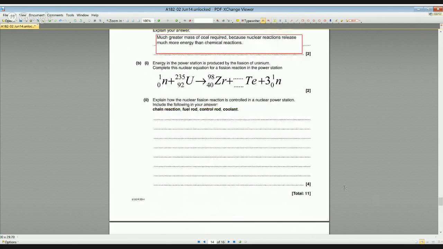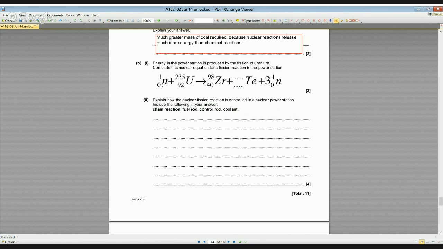Part i, energy in the power station is produced by the fission of uranium. Complete this nuclear equation for a fission reaction in the power station. You should look forward to questions like this in an exam because these decay equations should be simple. I will highlight, though, the most common mistake that was made by students in the mock exams for this one. These decay equations represent the various particles that are participating in the fission reaction.